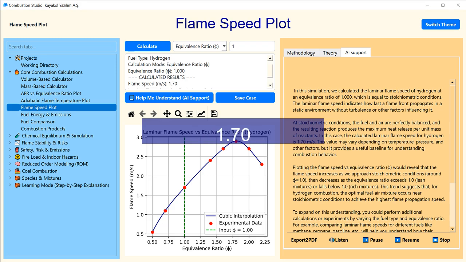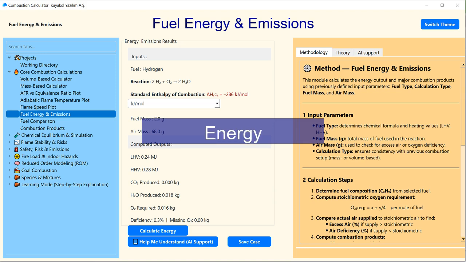Plotting the flame speed versus equivalence ratio, phi, would reveal that the flame speed increases as we approach stoichiometric conditions, around phi equals 1.0, then decreases as the equivalence ratio exceeds 1.0, rich mixtures, or falls below 1.0, lean mixtures. This trend suggests that, for hydrogen combustion, the optimal fuel-air mixture occurs near stoichiometric conditions to achieve the highest flame propagation speed.